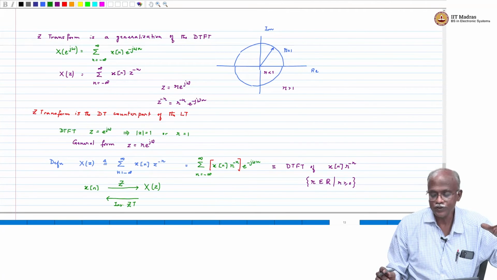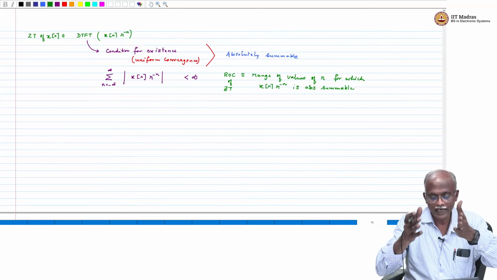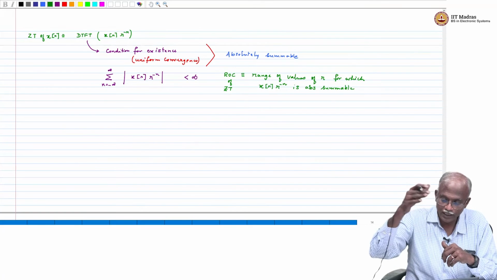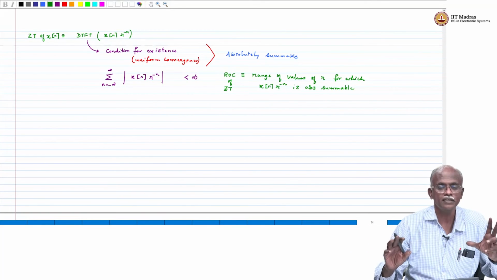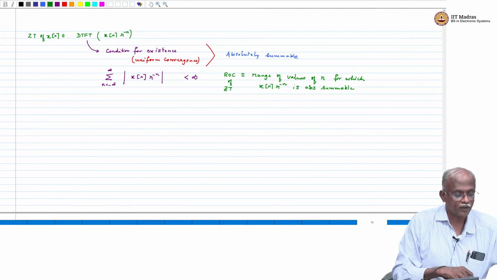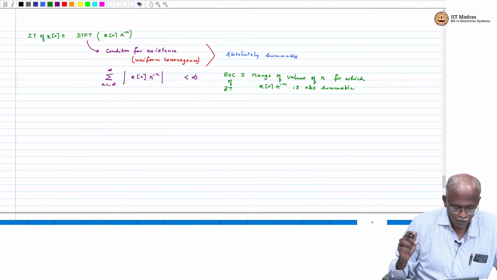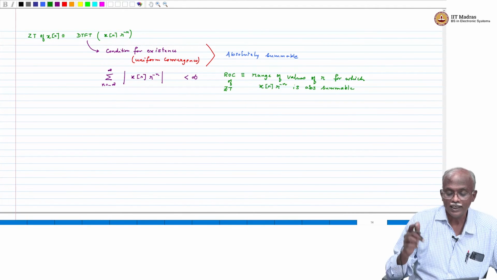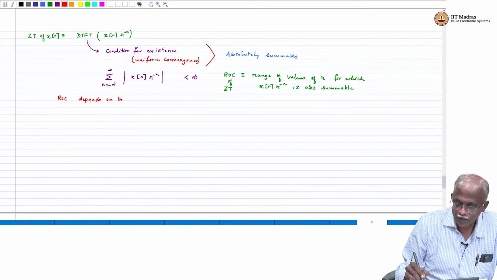We defined the Z transform and then said that it is the same as the discrete time Fourier transform of x of n r power minus n. We used the condition for the uniform convergence of the discrete time Fourier transform and said that using the same criterion we can now get the region of convergence of the Z transform. One of the important things to note is that the region of convergence depends on the value of R.